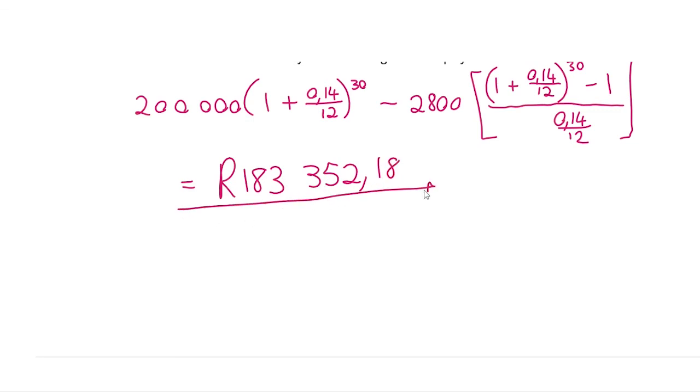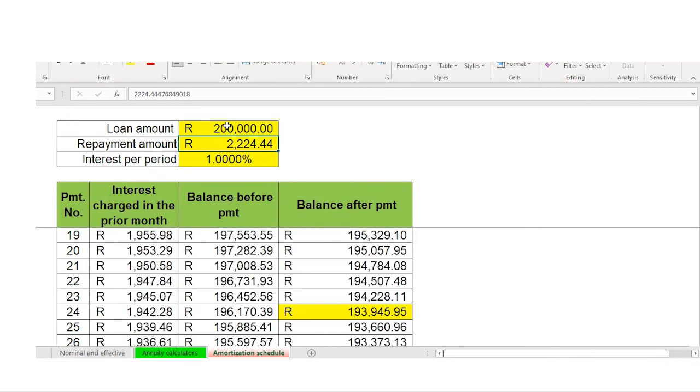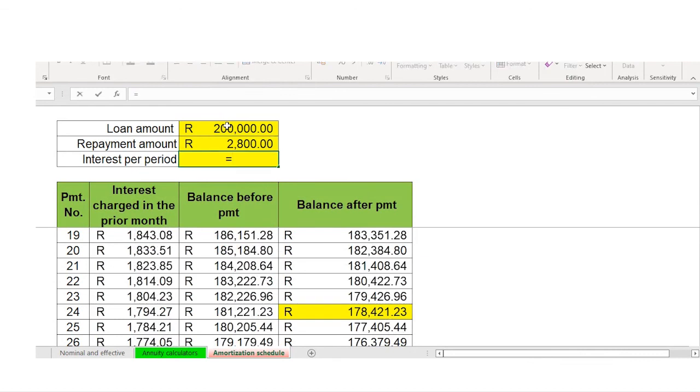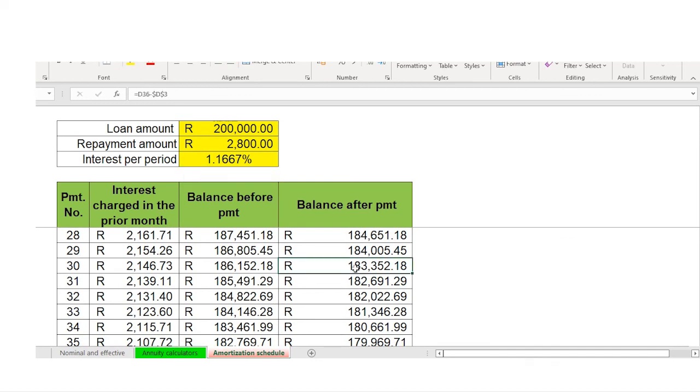Once again, let's just sense check it with the spreadsheet. So the loan this time was 200,000 Rand. The repayment was 2,800. And the interest rate, remember, is 14%, so 0.14 divided by 12. We want our balance after the 30th payment. And if we go and have a look, the balance after the 30th payment, there it is, 183,352 and 18.